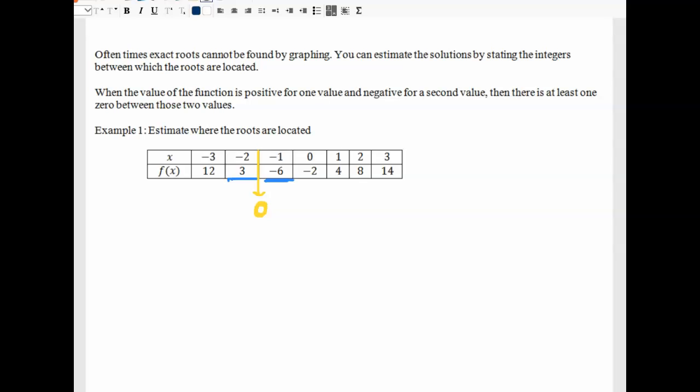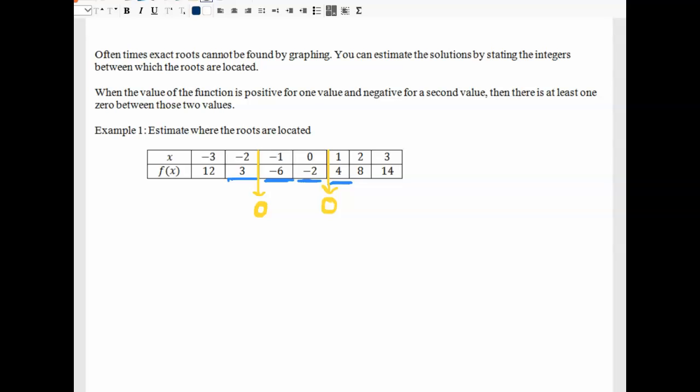The reverse of that is going from a negative to a positive. If a value goes from a negative to a positive, it also has to cross through 0. So it says oftentimes exact roots cannot be found by graphing. You can estimate the solutions by stating the integers between which the roots are located. So when the function is positive and then negative, we know there is a 0, and when it is negative and then positive, we know there is a 0.